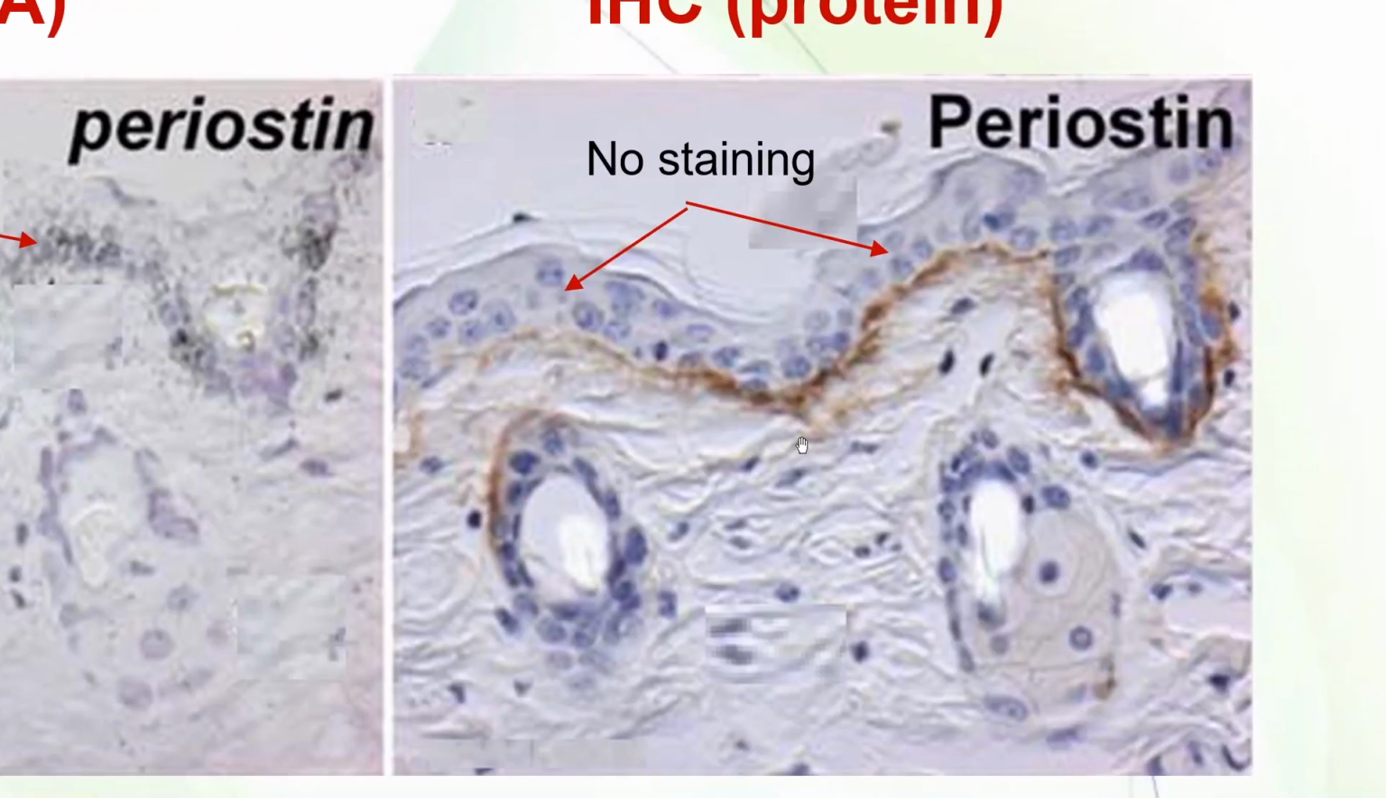If you look at it, actually, there is no expression inside the cells whatsoever. Where does the protein exist? In the basement membrane. Right here, that's the basement membrane. So what does that mean? There's no staining inside the cells, no staining intracellularly. Look, there is only staining in the basement membrane.